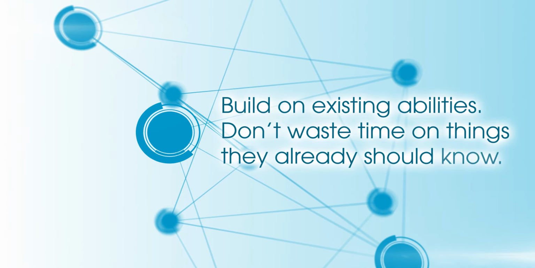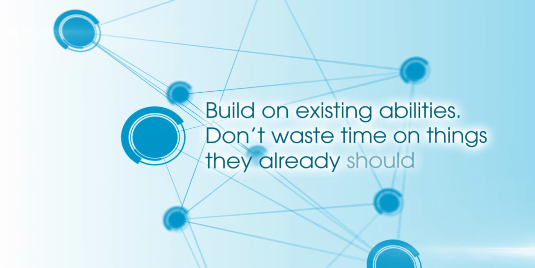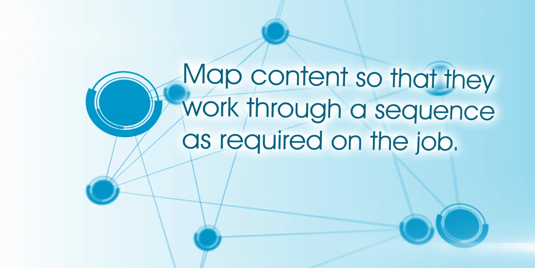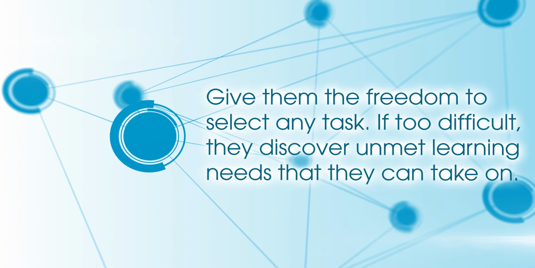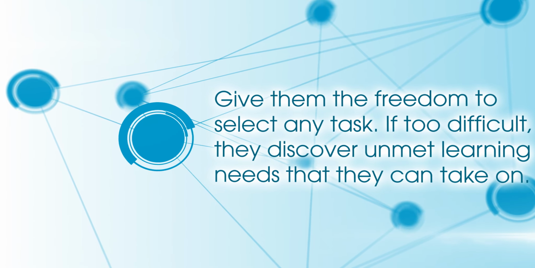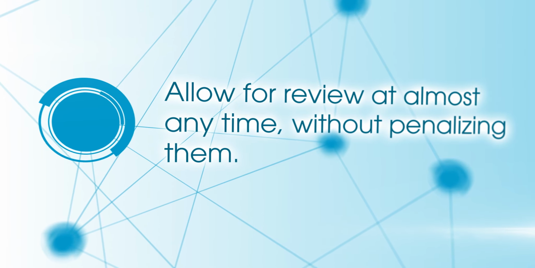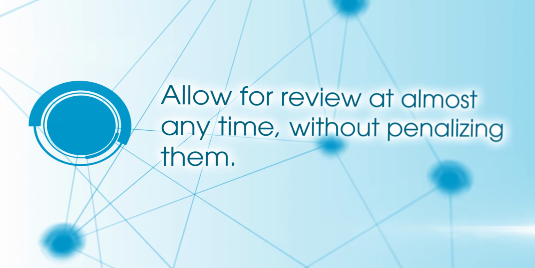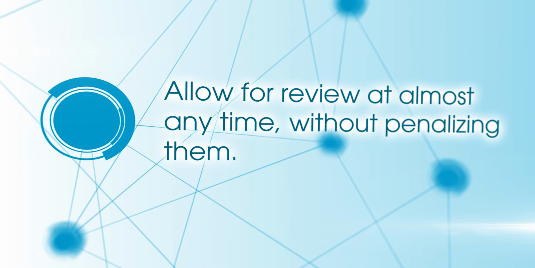Some ways to achieve these goals for learners are: build on existing abilities. Don't waste time on things they already should know. Map content so that they work through a sequence as required on the job. Give them the freedom to select any task. If too difficult, they discover unmet learning needs that they can take on. Allow for review at almost any time, without penalizing them, by requiring that they repeat content already covered to get to the specific content they need.